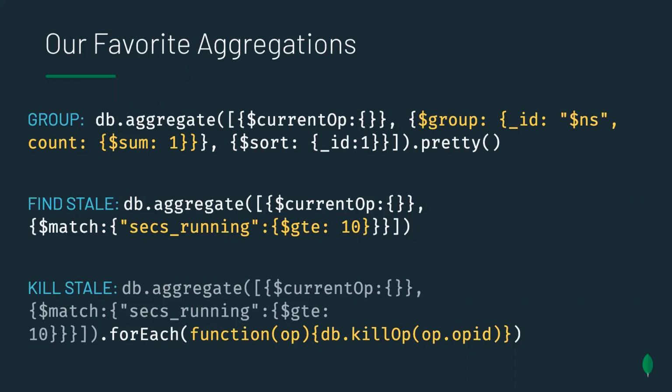So these are just a couple that our team has that I wanted to go through as examples of what you can do with aggregations on currentOp. The top aggregation just groups on namespace. That's sort of like hottest collections in the metric page. It gives you an idea of where your operations are mostly localized.